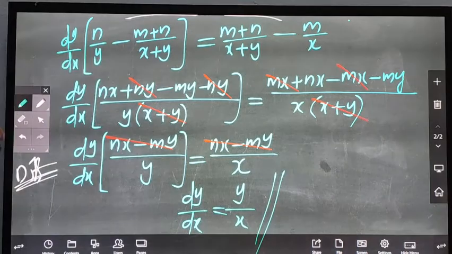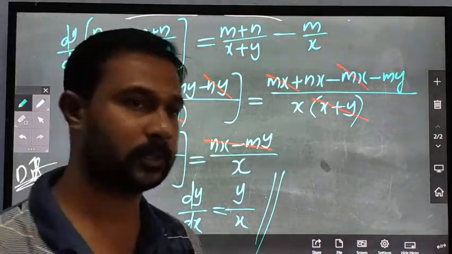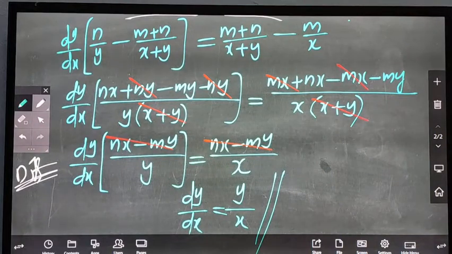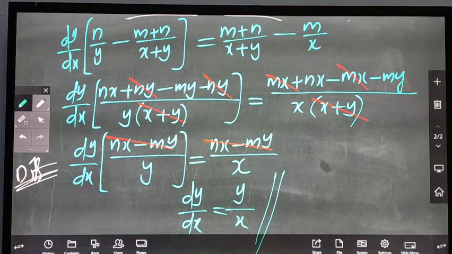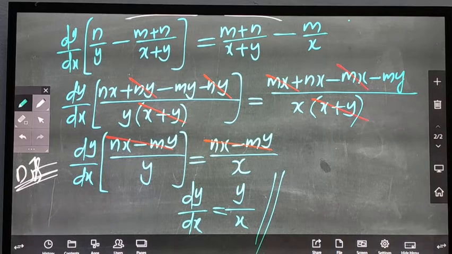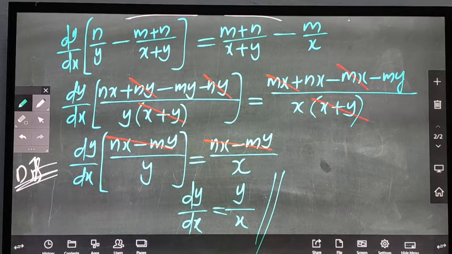So, such an important problem in logarithmic differentiation. See the last steps, how we get that. You see n by y minus this one, cross multiply, you have nx plus ny minus my minus ny by y into x plus y. Right side as well. Cancel the corresponding terms and simplifying, you are easily at the answer.